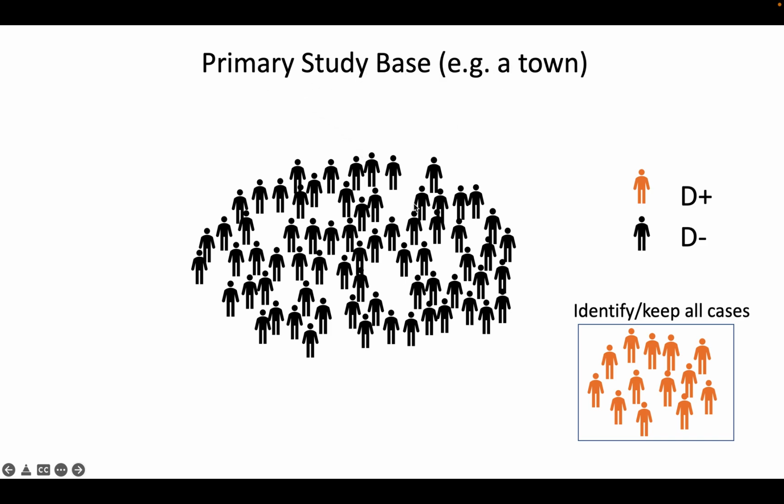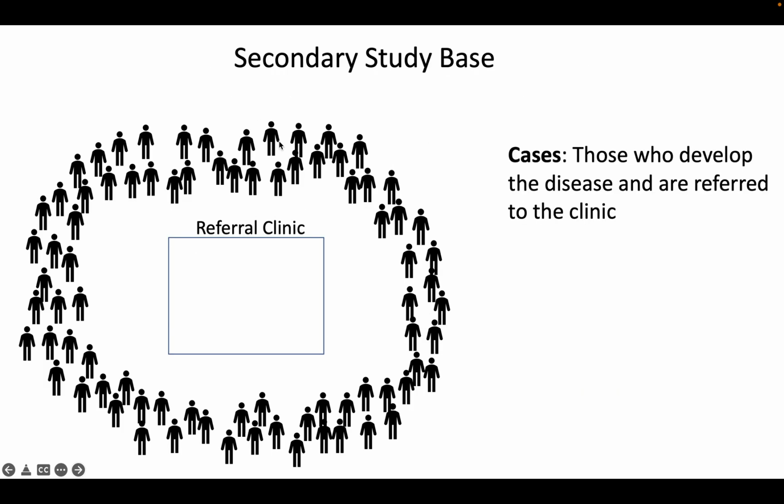It would be like a town where you might have census records or tax records, or just some information about those people, like a roster of the citizens, and you can randomly sample from that roster. This primary study base is tangible. It's a town. It's a geographic base.